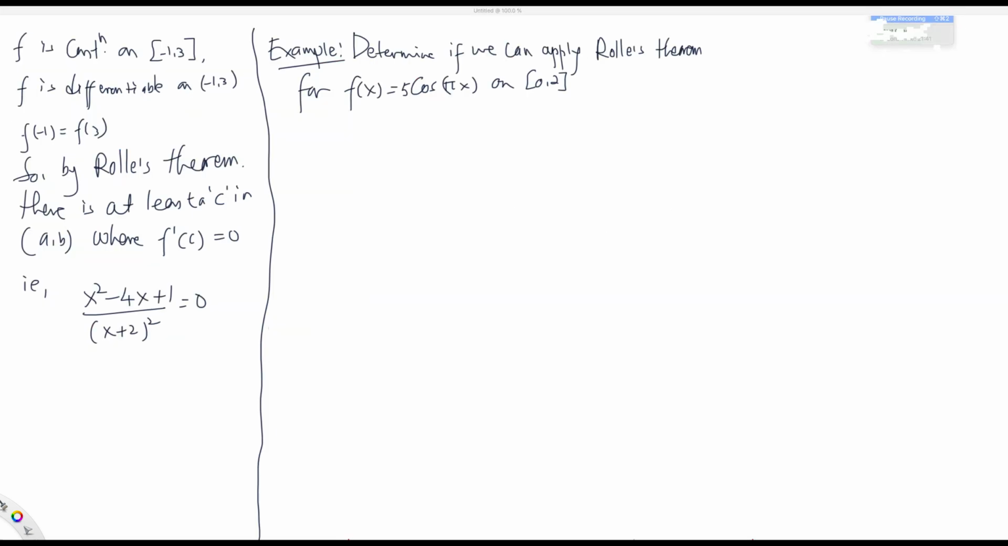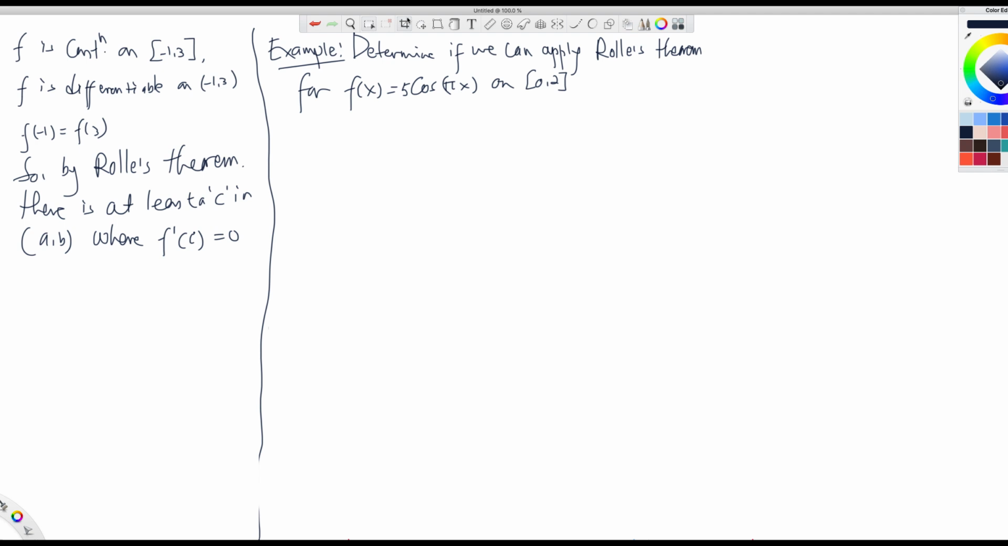So let me list what we just did. We showed that f is continuous on the closed interval negative 1, 3. Also we showed f is differentiable in the interval negative 1, 3. And we showed that the height of the function at the boundaries, negative 1 and 3, are equal. So we can apply Rolle's theorem, right? By Rolle's theorem, there exists at least a number c in the interval between a and b, where f prime of c equals 0.